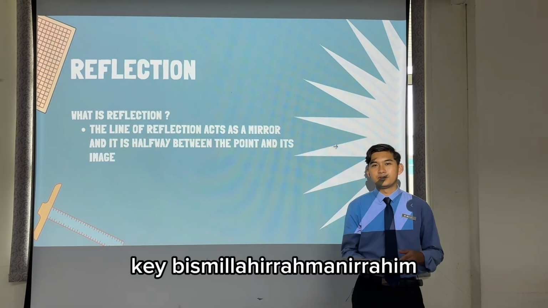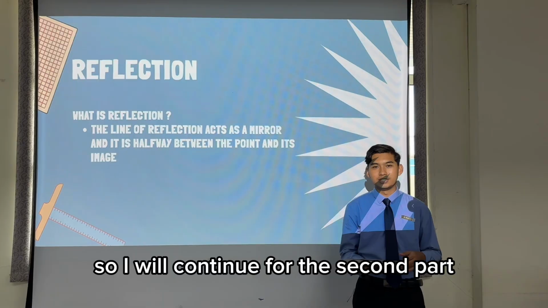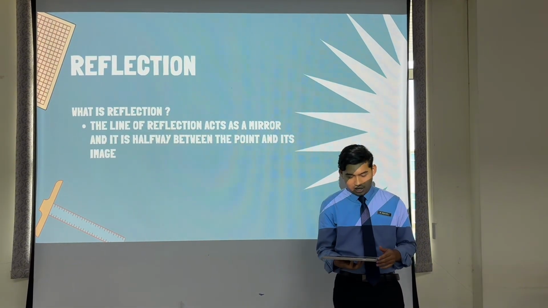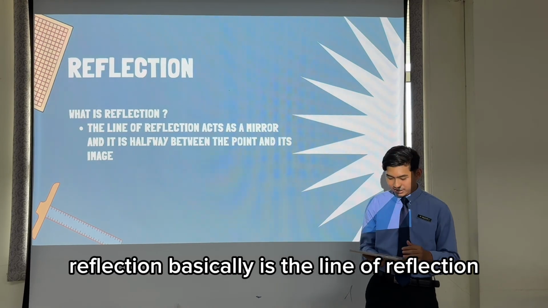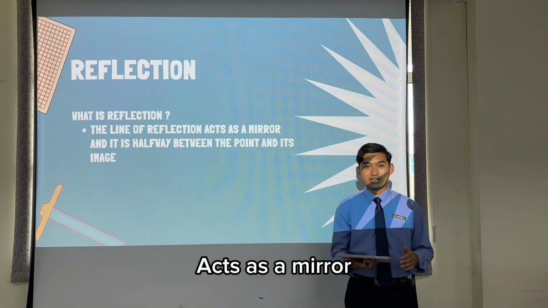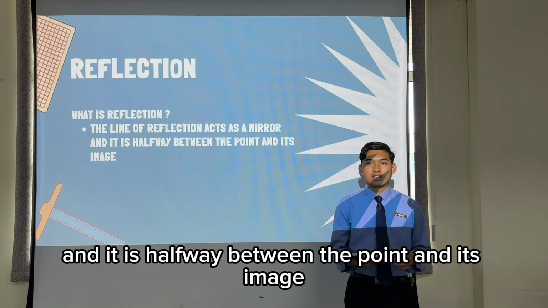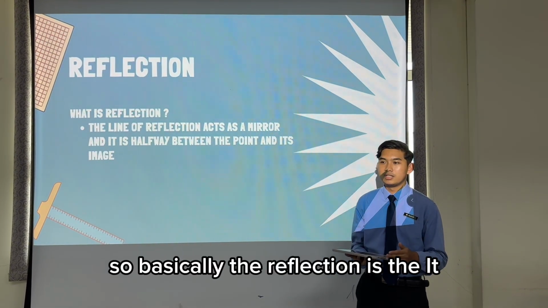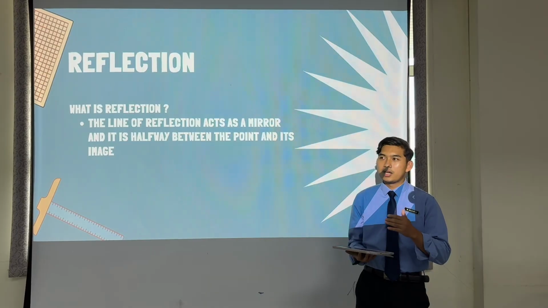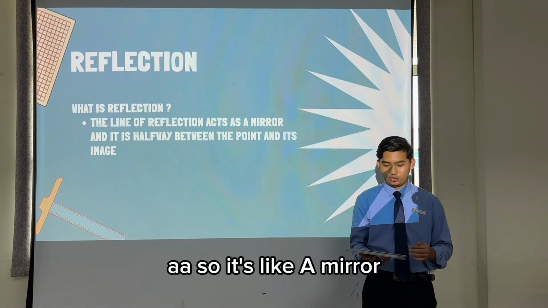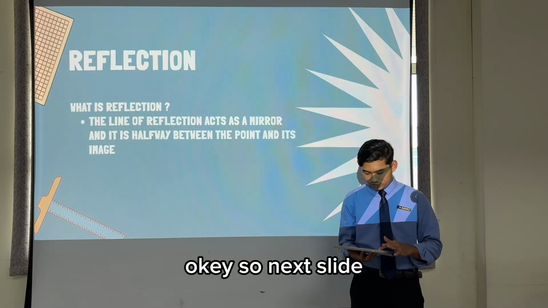Okay, Bismillahirrahmanirrahim. I will continue with the second part, which is reflection. So what is reflection? Reflection is where the line of reflection acts as a mirror, halfway between the point and its image. Basically, reflection happens at the x-axis and y-axis. So it's like a mirror. Okay, next slide.